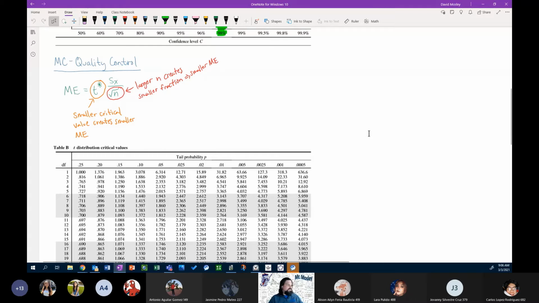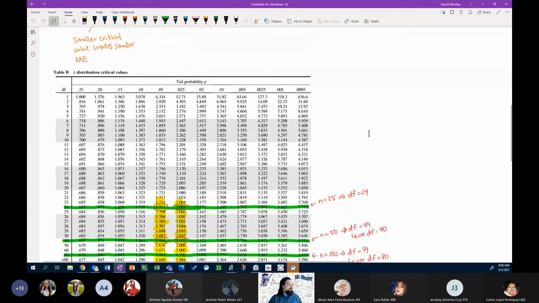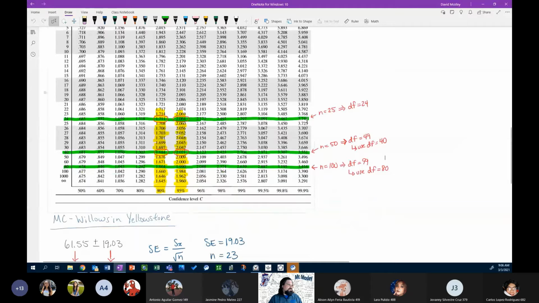Between those two ideas, if we look at table B, when n is 25, we have a degree of freedom of 24. When n is 50, we use 40. We have 49 as a degree of freedom, but we use 40 on the table. With 100, we use 80, because again, we can't go over. We have degrees of freedom of 99, so we have to go back down to 80. Between the four actual numbers we can use with a sample size and degree of freedom, 1.684 is the smallest critical value we can get, and when n is 50, that also creates a smaller fraction.